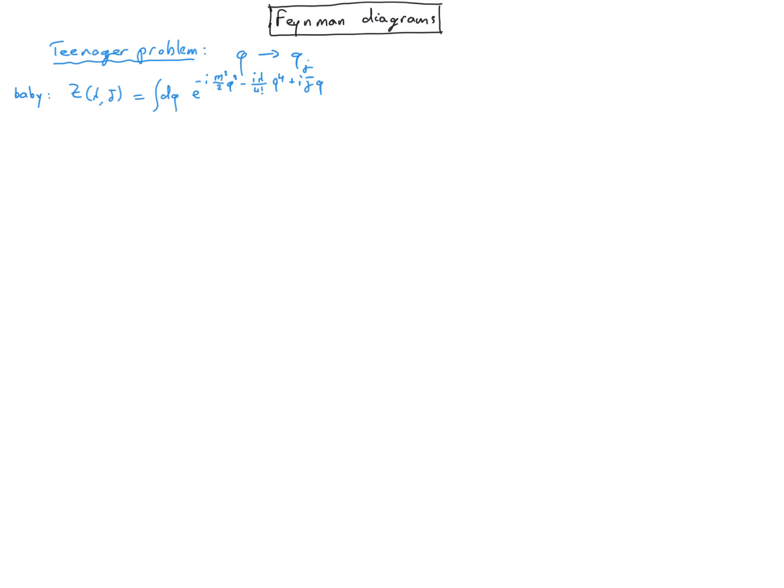We now step up from the baby problem to the teenager problem. So here, instead of only one variable q, we now have a set of variables qj. In the baby problem, we had only one integral. Now we will have to generalize that to n integrals, one for each of the variables.